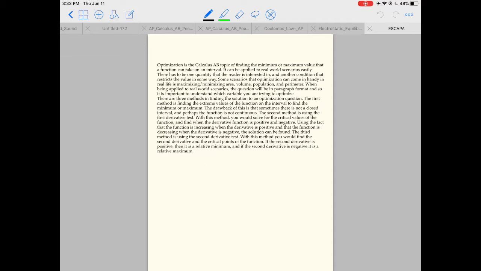The third method is using the second derivative test. With this method, you would find the second derivative and the critical points of the function. If the second derivative is positive at that critical point, then there's a relative minimum, and if the second derivative is negative at that point, then there's a relative maximum.